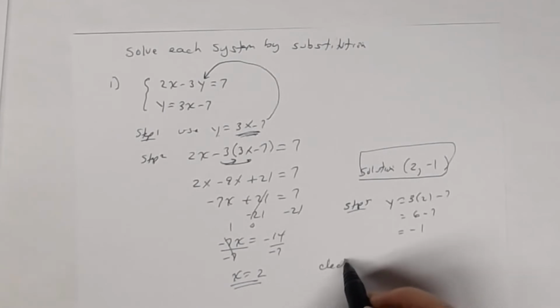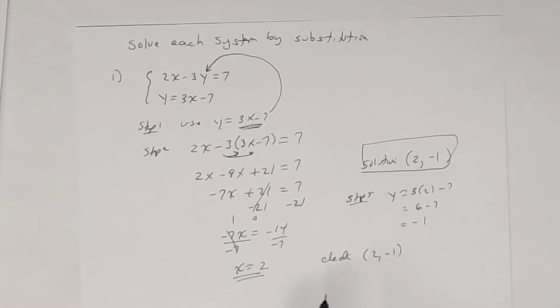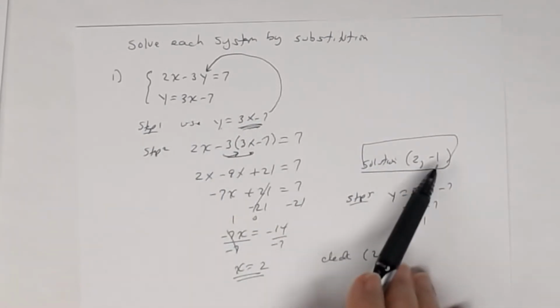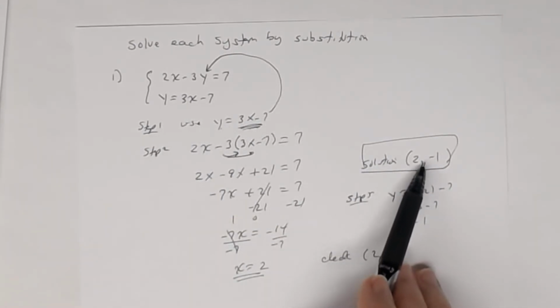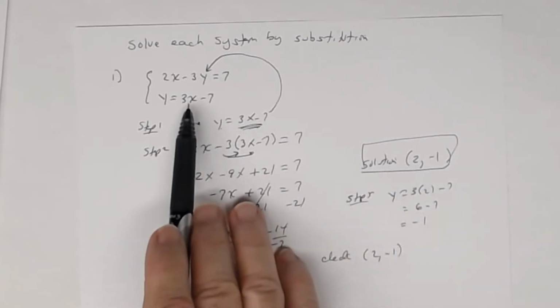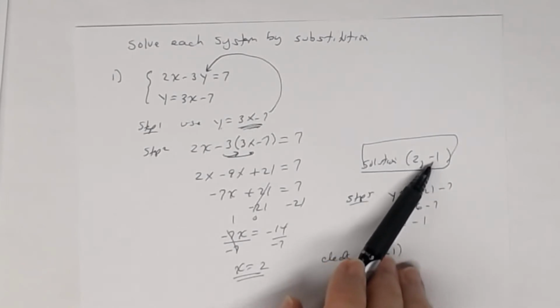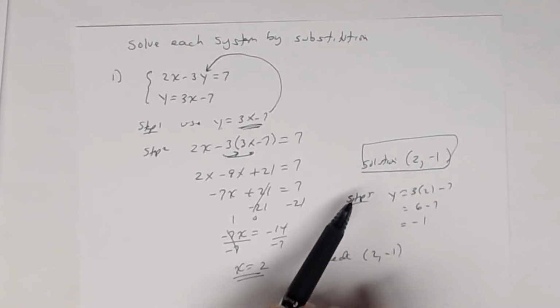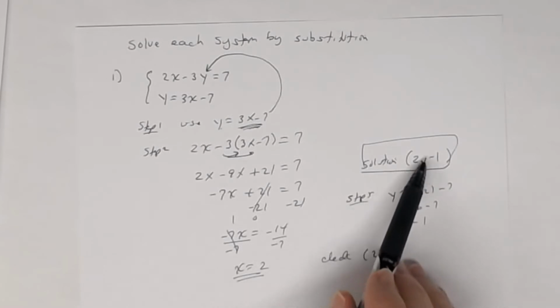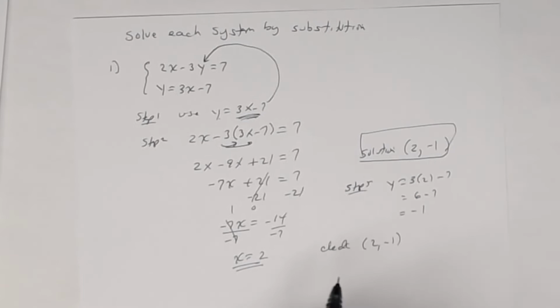So let's check to see if this is true. So let's check 2, negative 1. It's easy to check these, especially when they're integers. So see how those are integers? So it's easy to check your solution. So go back into each of those equations, and where we see the variable x, substitute 2. Where we see the variable y, substitute negative 1. Verify that's true, especially if the coordinates are integers. It's so easy to check if those are integers.